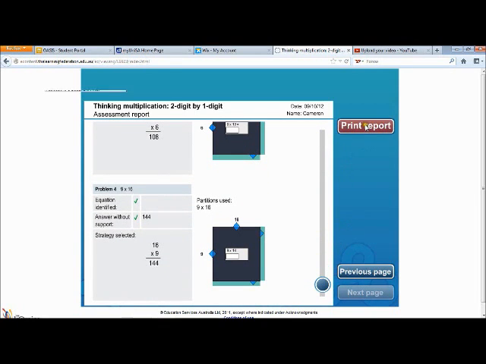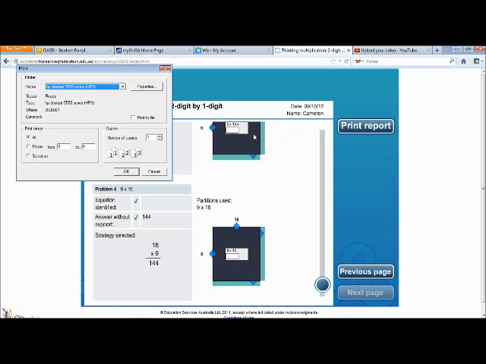And then what we can do is print our report, so that the teacher can have a report from each student that has done this. So if you can print out your report afterwards, your teacher would much appreciate it.